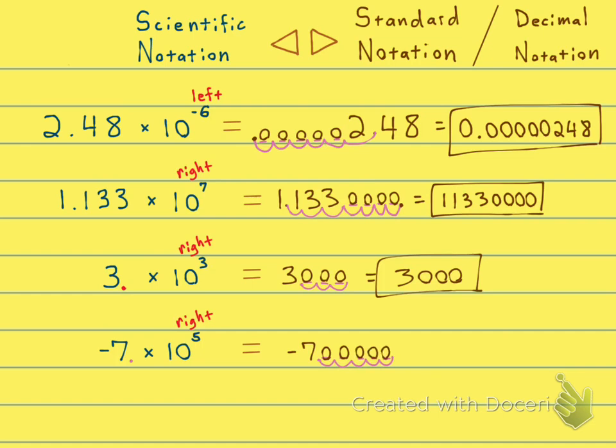And now we have -700,000. Notice that this negative right here is the same negative as this one right here. Nothing happened to that. There we go.